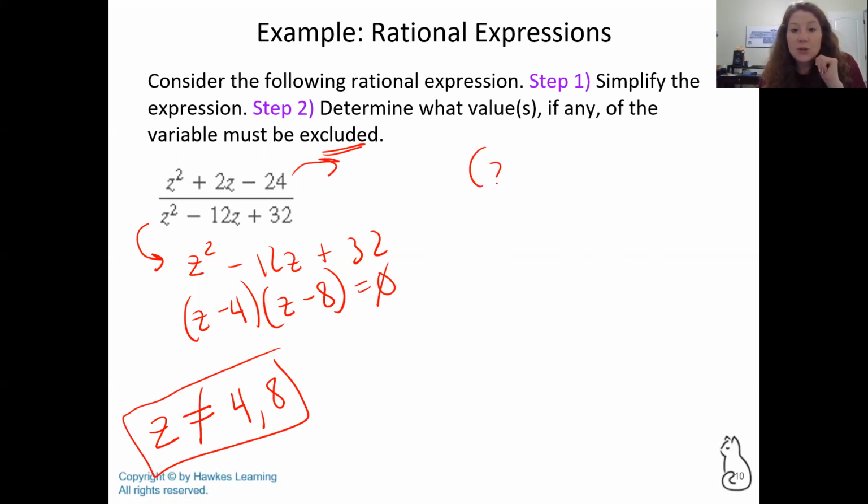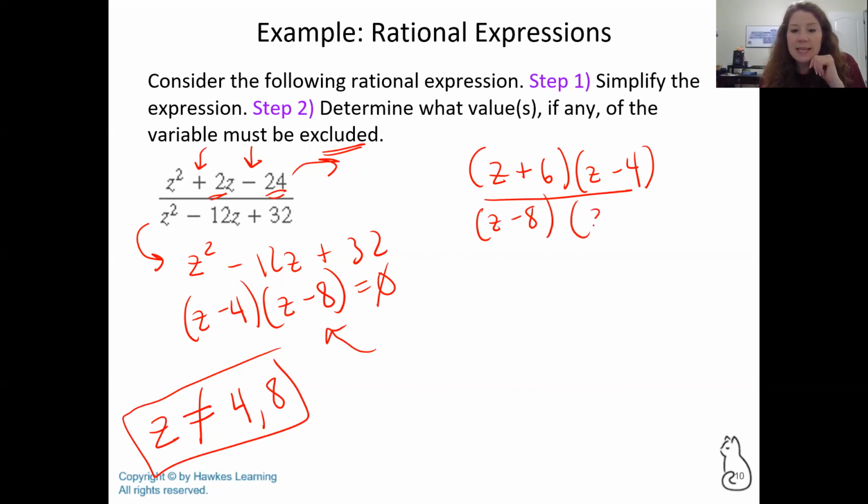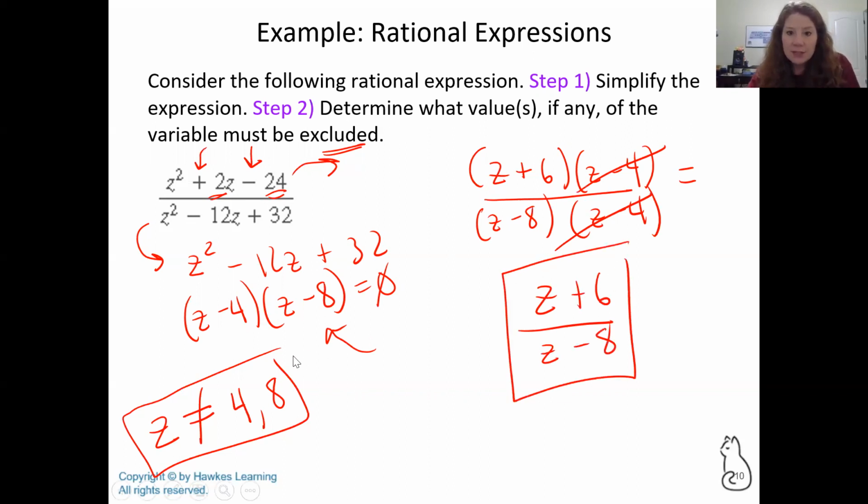Now that we know what our restrictions are, now we can simplify. So our numerator, we want two numbers that multiply to give us -24 and add to give us +2. So we need different signs, and the sign of the biggest number is positive. So that's going to be +6 and -4. So when we add them, there's our +2. When we multiply them, there's our -24. And then we've already simplified the denominator, which is z minus 8 and z minus 4. Since these match exactly, our final answer is z plus 6 divided by z minus 8. And that's our final answer.